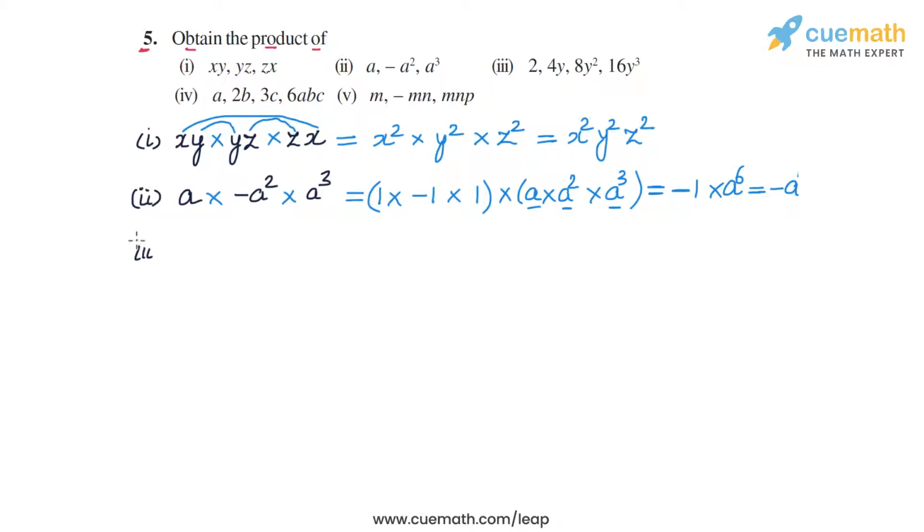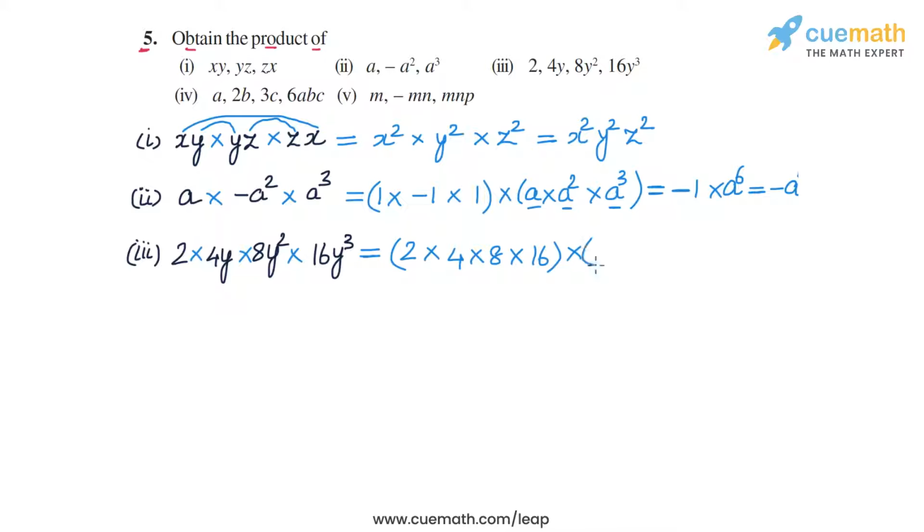Now in part 3, the terms we have to multiply are 2, 4y, 8y square and 16y cube. So these are the terms that we have to multiply. So let's multiply the coefficients separately and the variable parts separately. So the coefficients are 2, 4, 8, 16, and these we will multiply separately. And the variable parts are, in the first term there is no variable part. In the second term we have y, and then we have y square from 8y square, and then we have y cube from 16y cube.